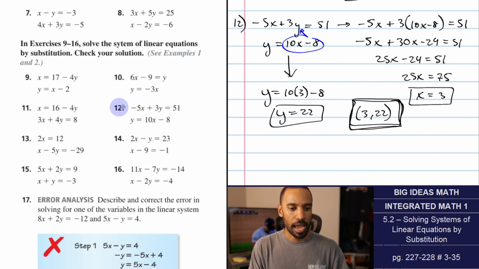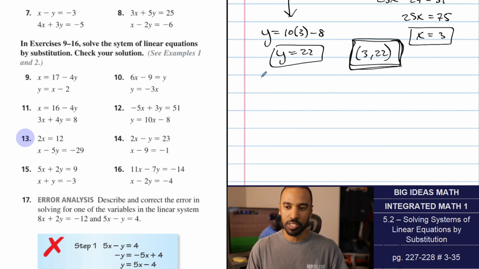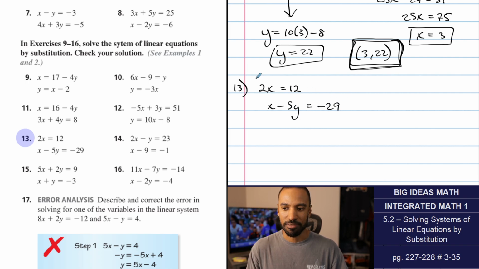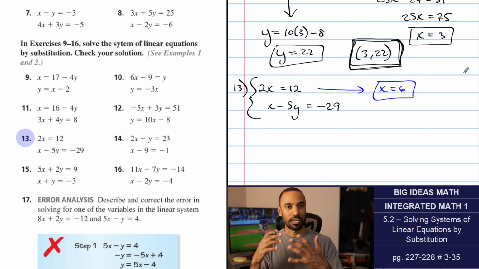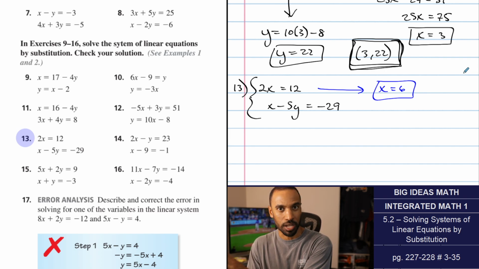Number 13, I think 13 through 16 are the ones where no one variable is yet isolated, so we have to do so. Now, this one is actually an interesting system because the top equation doesn't have y in it. That means, as much as we have that discussion on, hey, let's get a variable by itself, literally getting a variable by itself here, if we divide everything by 2, we've already solved for a thing. X equals 6, that's the x in your system. We're done on the x.